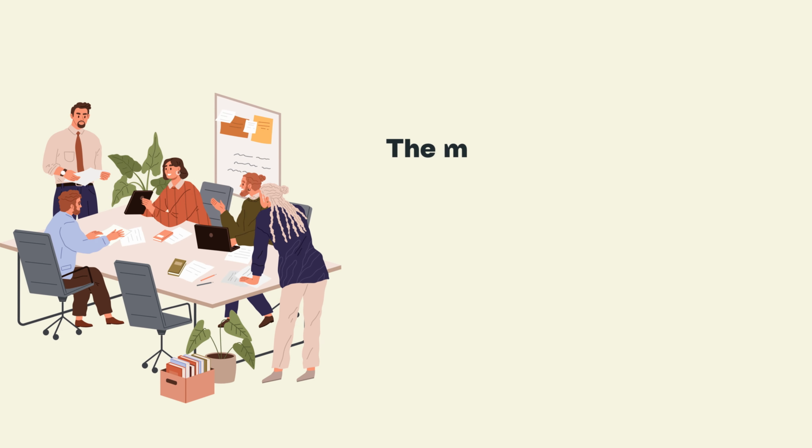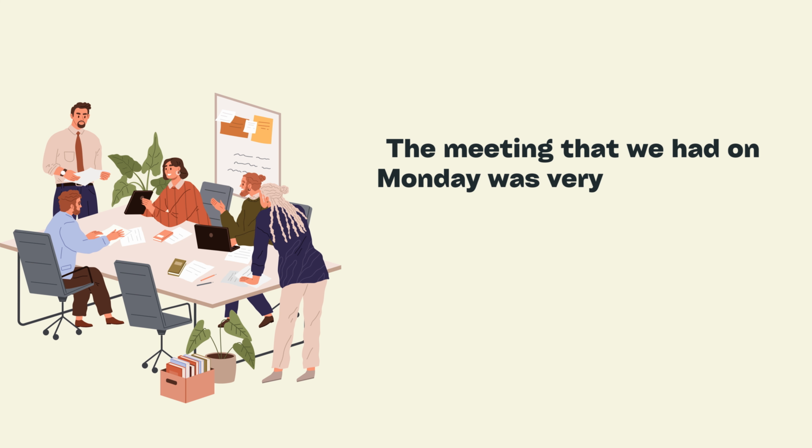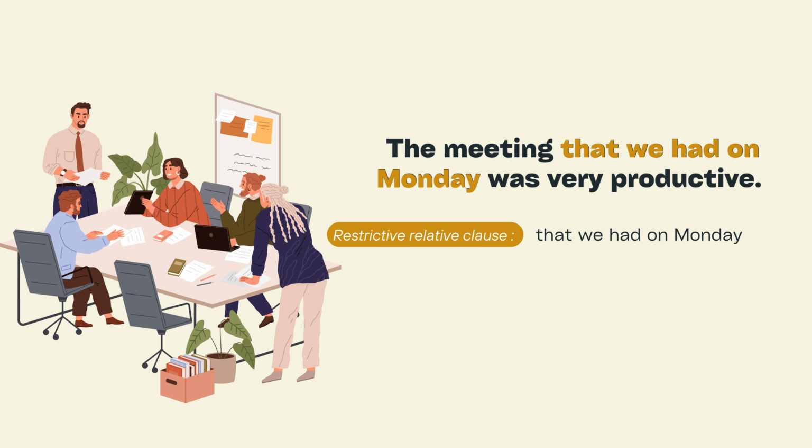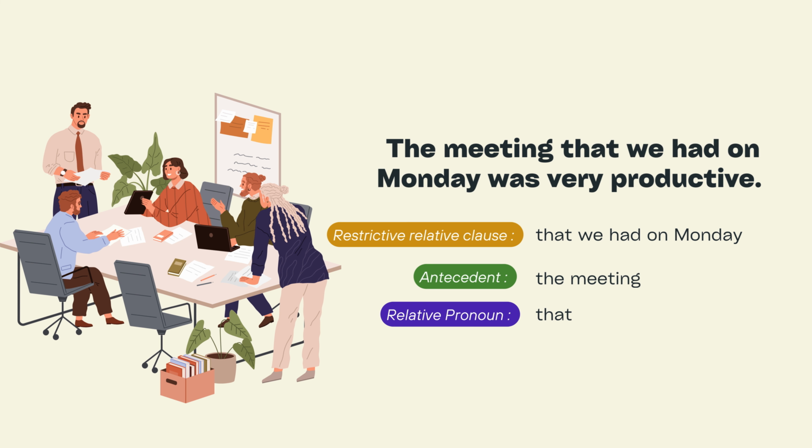Example: the meeting that we had on Monday was very productive. This sentence contains a restrictive relative clause, that we had on Monday. The clause is essential because it identifies which specific meeting was productive. Without this information, the sentence would be unclear, as it wouldn't specify which meeting is being talked about.